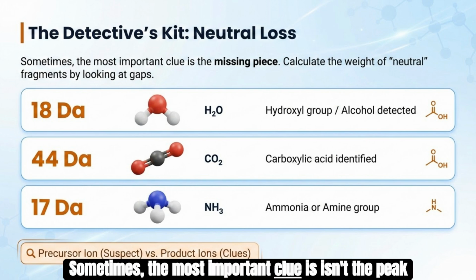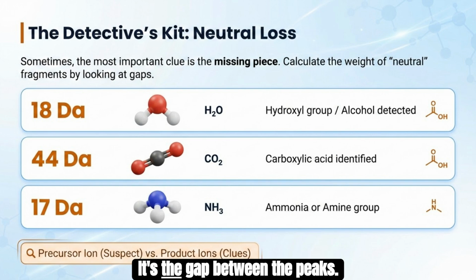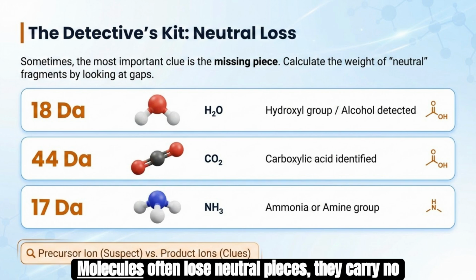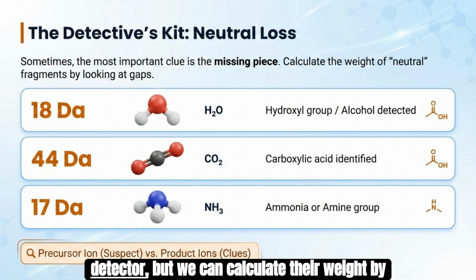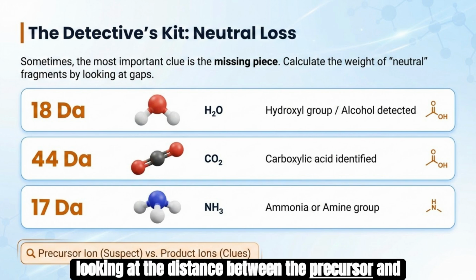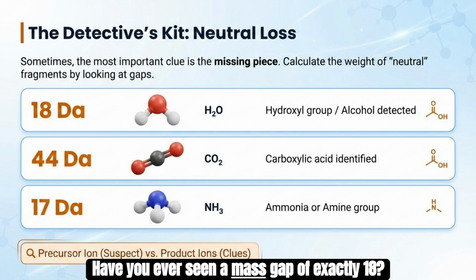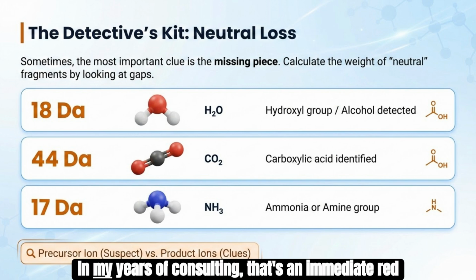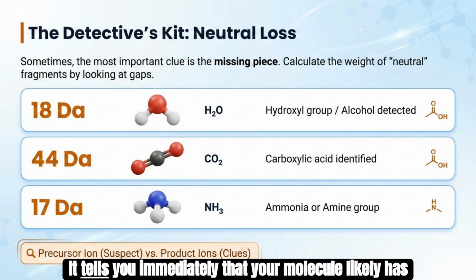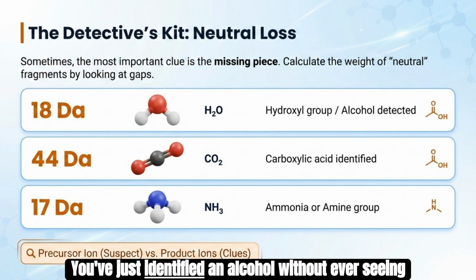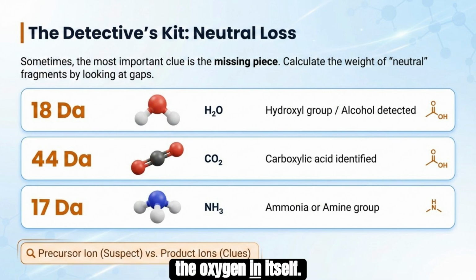Sometimes, the most important clue isn't the peak you see. It's the gap between the peaks. Molecules often lose neutral pieces that carry no charge. Because they aren't ions, they are invisible to the detector, but we can calculate their weight by looking at the distance between the precursor and the fragments. Have you ever seen a mass gap of exactly 18? In my years of consulting, that's an immediate red flag. That's a water molecule. It tells you immediately that your molecule likely has a hydroxyl group. You've just identified an alcohol without ever seeing the oxygen itself.